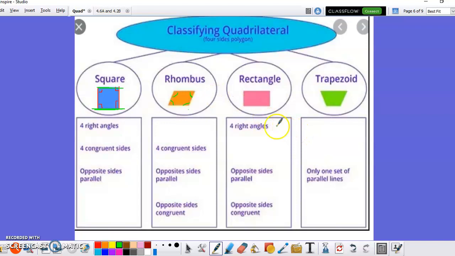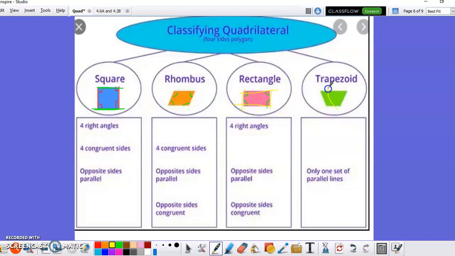A rectangle, it has 4 sides, 1, 2, 3, 4. With the 4 sides, it creates 4 right angles. It has 2 sets of opposite sides that are parallel. So this side here is parallel with this side, and this side here is parallel with this side.